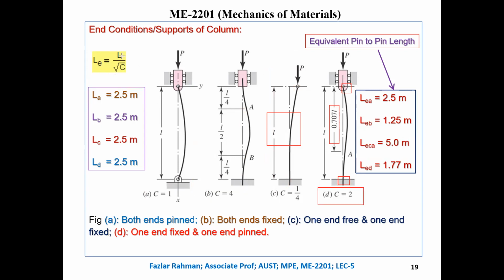So LE will be L by root over 2. And that's why it's coming 1.77. So what is the L? Physical length of the column. What is the LE? Equivalent length of a pin to pin column of the same column.